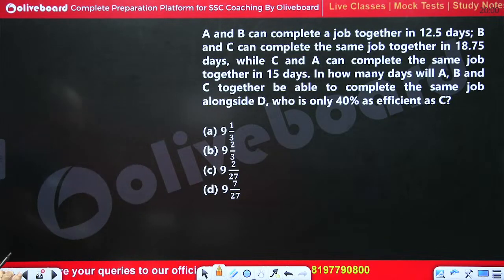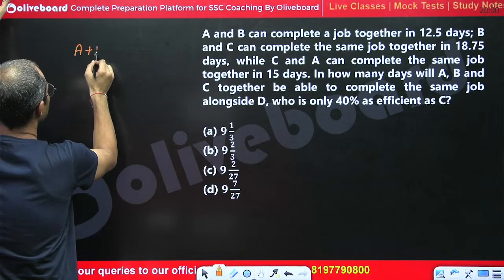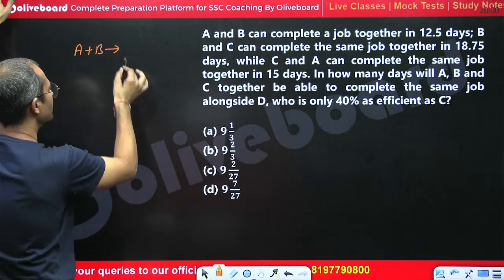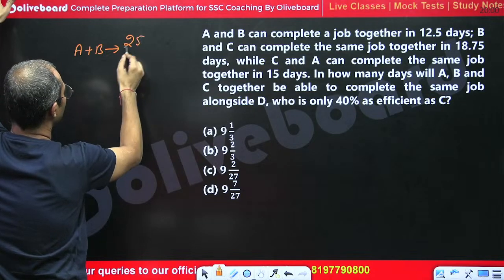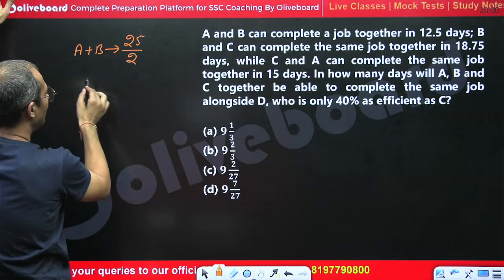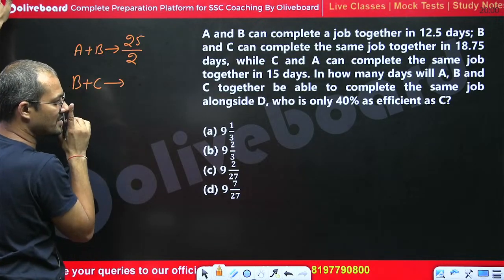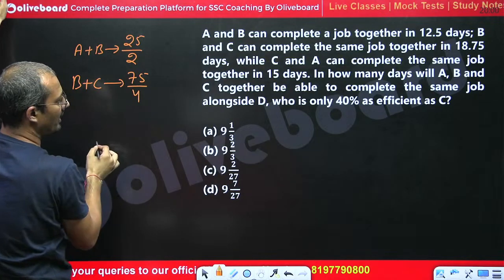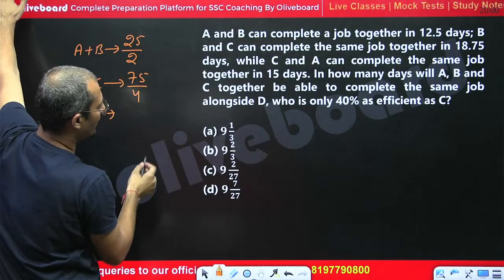Tell me what would be the right answer. So here the question is saying A plus B can complete a piece of work in 12.5 days. 12.5 means 25 divided by 2, right? We can write this. And B plus C can complete the whole work in 18.75 days. It means we can write it as 75 divided by 4, right? And C plus A can finish it in 15 days.